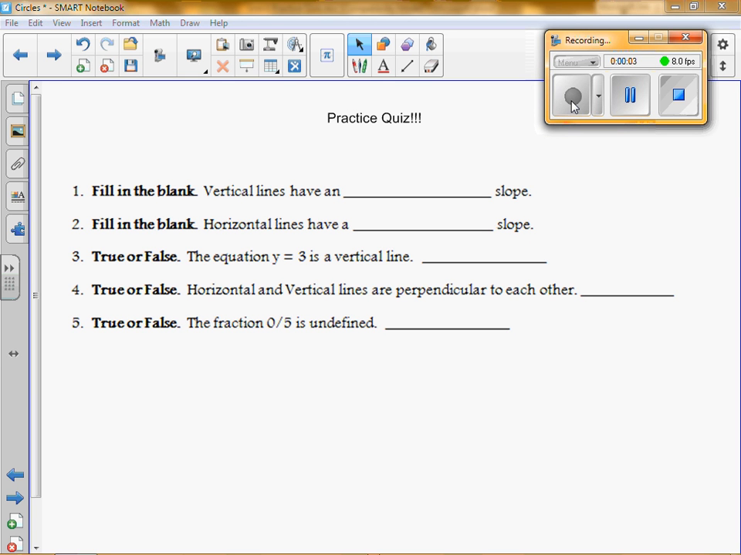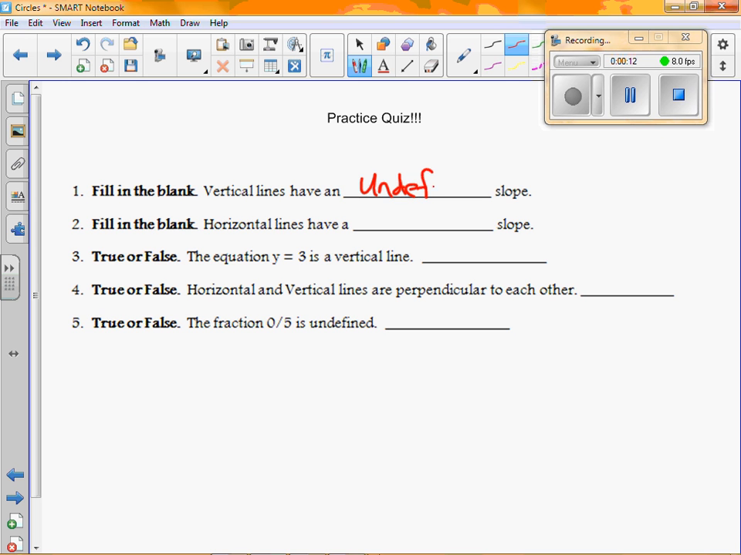All right, this is our practice quiz. I just want to make sure we got a couple things in. It says fill in the blank. Vertical lines have, remember, this is undefined slope. They have undefined slope because the zero is underneath. And when the zero is underneath, it's undefined. So vertical lines, undefined slope. You may also write no slope.